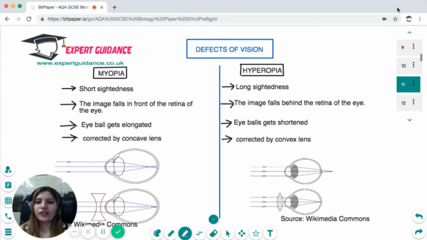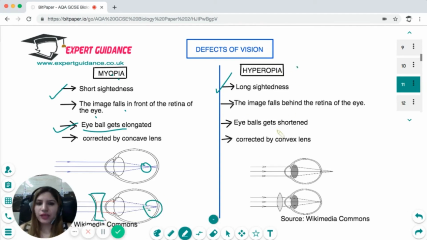Now, there are a lot of defects of vision. At times, people can see only objects which are at a short distance and cannot see objects which are at a long distance. So there's short-sightedness and long-sightedness. In short-sightedness, which is myopia, the image falls in front of the retina so that you cannot see it properly because the eyeball gets elongated. For that, we use a concave lens which properly refracts the light and makes sure it falls on the retina.